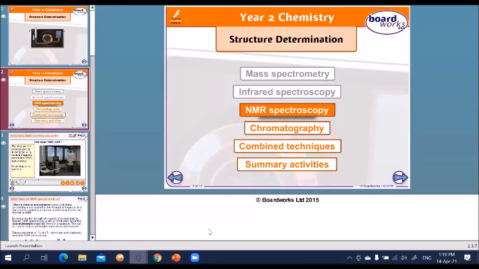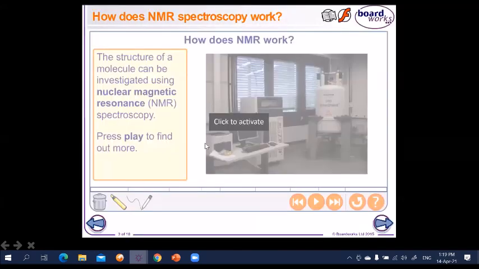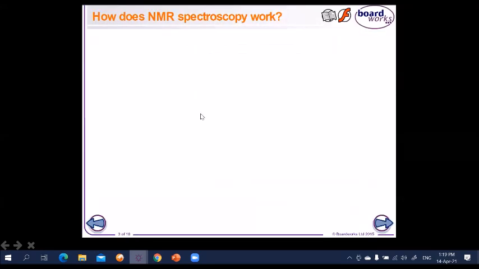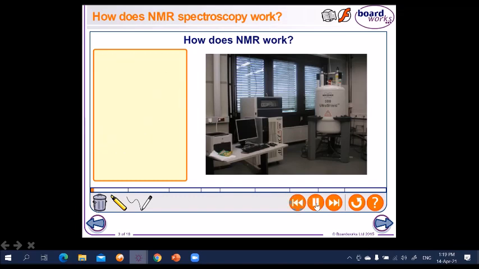All right, so we are here with the NMR spectroscopy. We are looking at how NMR works. The structure of a molecule can be investigated using NMR spectroscopy.